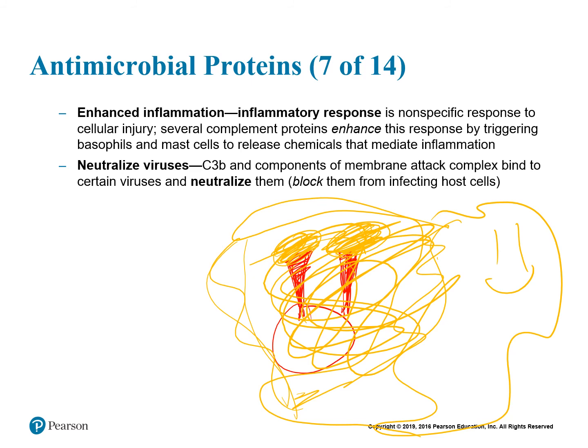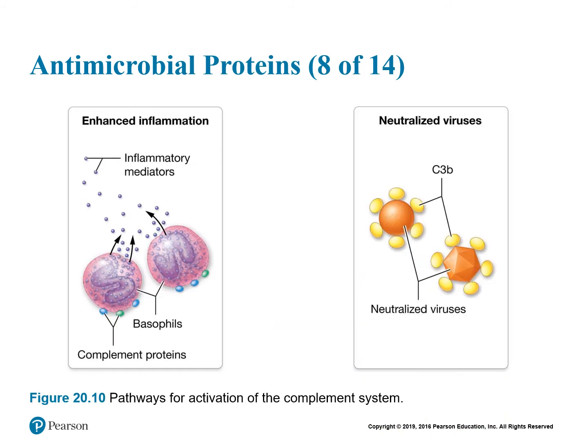And it did its job. So again, those complement proteins in this case are activating some basophils. The basophils are increasing inflammatory mediators, which are going to recruit all the other different types of immune cells to go to the site of injury or infection. Or again, in the case of viruses, those C3b antimicrobial proteins are going to bind to the surface of the virus and neutralize it. Once it becomes neutralized, it's going to be phagocytized and destroyed.